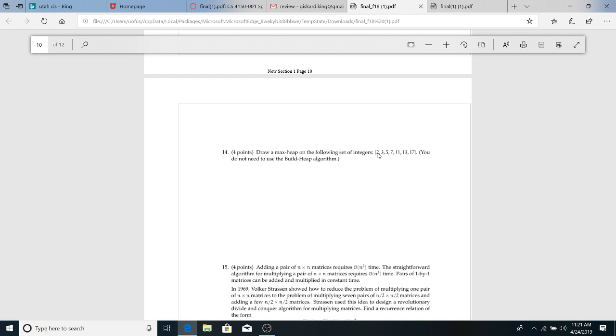If you just flip it, it works. Yeah. So just make sure you understand what heaps are. They're pretty important, right? We talked a lot about them, especially when we talked about Dijkstra's algorithm.